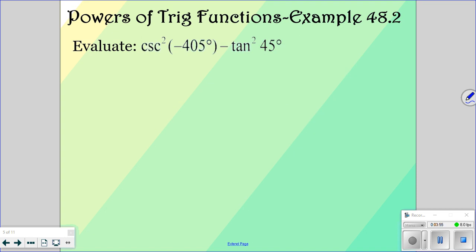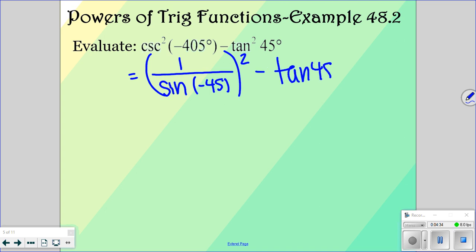Alright, we're going to look at another example. We want to evaluate cosecant squared of negative 405 minus tangent squared of 45 degrees. So I'm going to do 2 things in one here. Instead of cosecant, I'm going to make it the reciprocal, which is sine. And then instead of negative 405, if we add 360, that'd make it negative 45. And then we're going to square that. And then we have minus tangent of 45 squared.